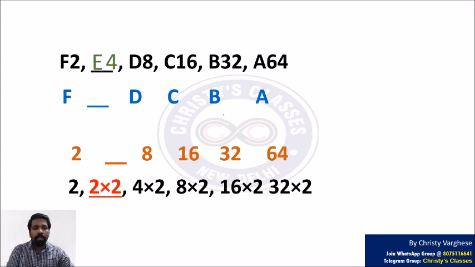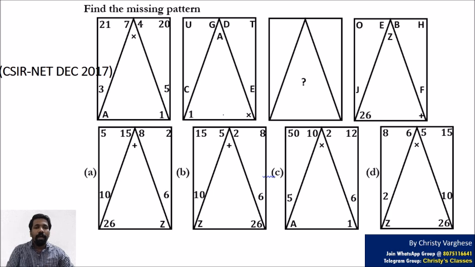So let's go to the next question then. Another letter sequence problem with letters and numbers. Try to do it with the geometrical shapes it is asked with. This was asked in the December 2017 NET exam. All of you try this question. So here there are four shapes. The first two shapes and the third and fourth shapes, we will analyze separately.